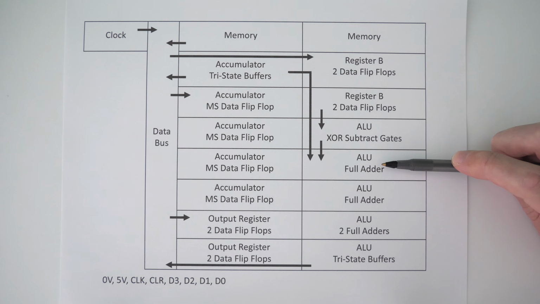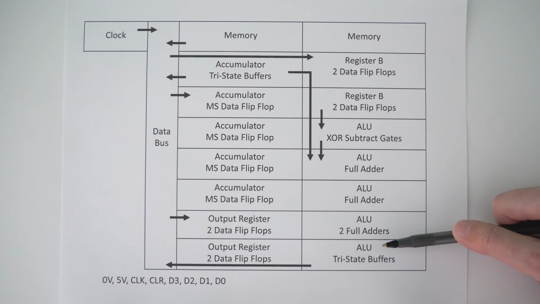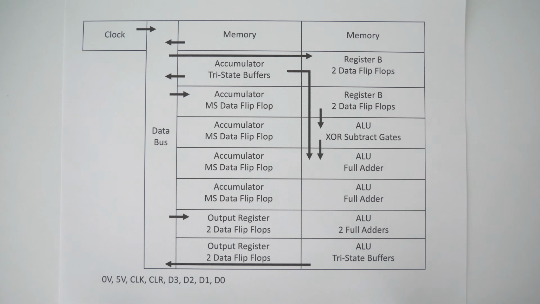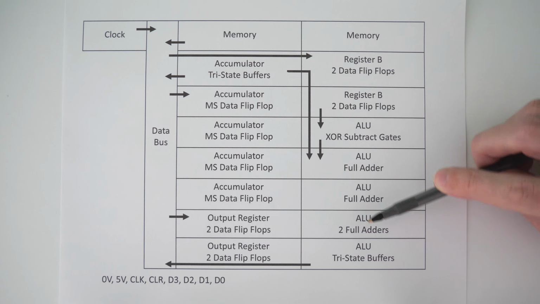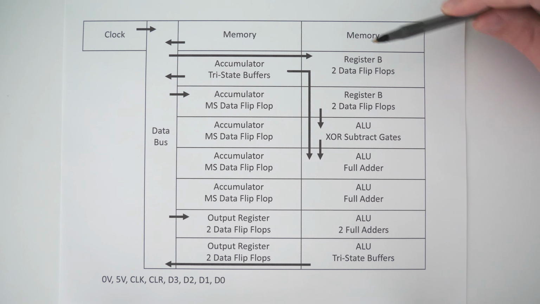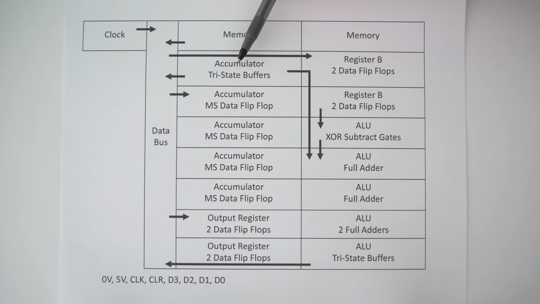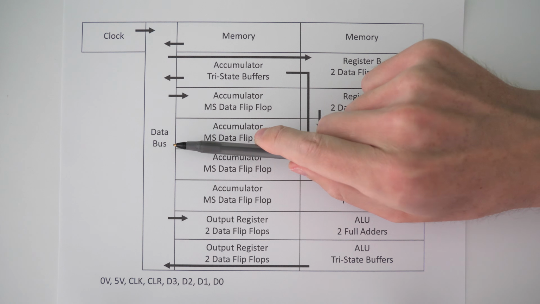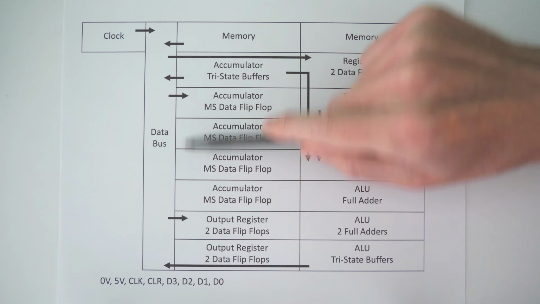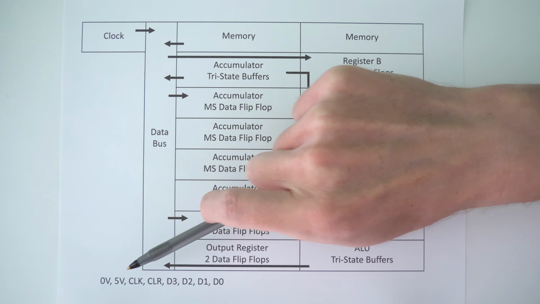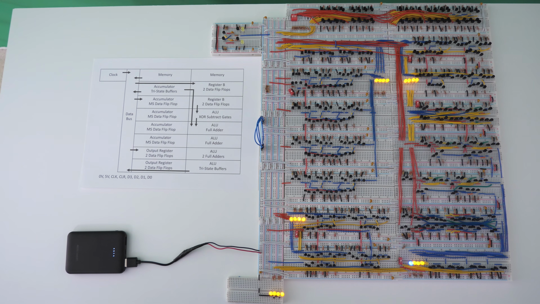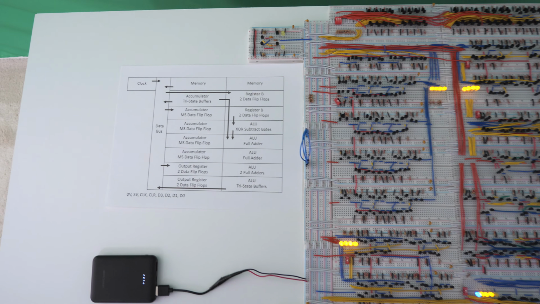Once the ALU is done making the calculation, it gets sent out to the data bus via the ALU tri-state buffers. And then finally, the information from the ALU will be put onto the data bus, or the information that's located in the accumulator register will be put onto the data bus, and then this information will get latched into the output register. The data bus has 8 columns, which are 0 volts, 5 volts, clock, clear, and then our 4 data lines.